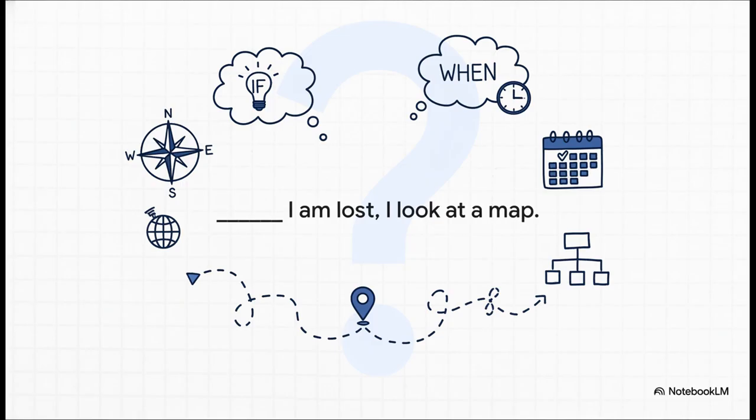Okay, question 4. Blank I am lost, I look at a map. Think about what we said earlier. What words can we use to introduce this kind of personal habit? Remember how we said that when the result is a certainty, if and when can basically do the same job? Well, there you go. The answer is D. Both A and B work here.